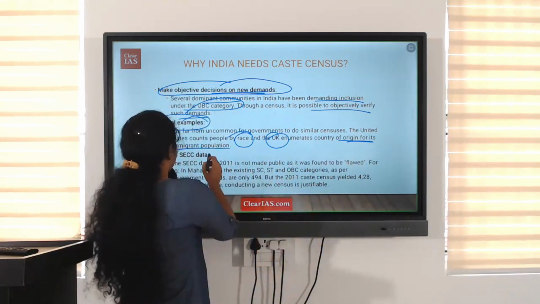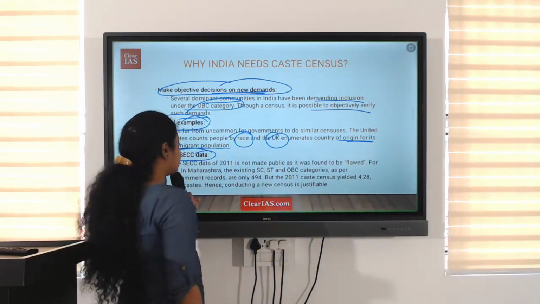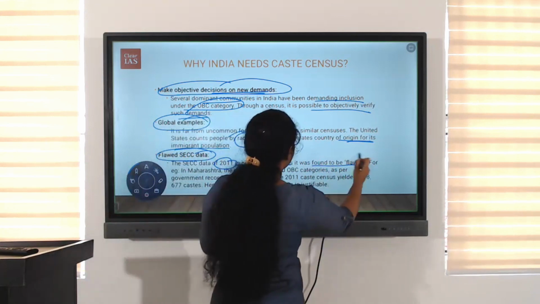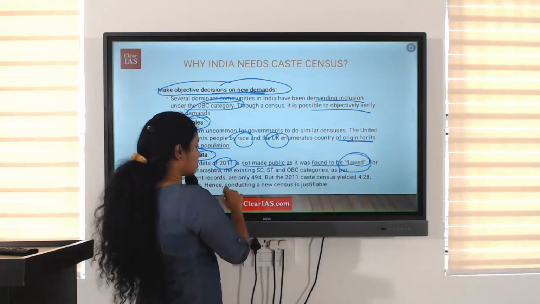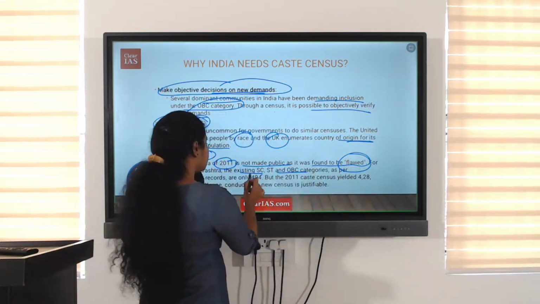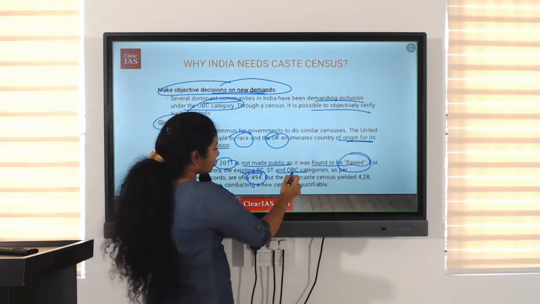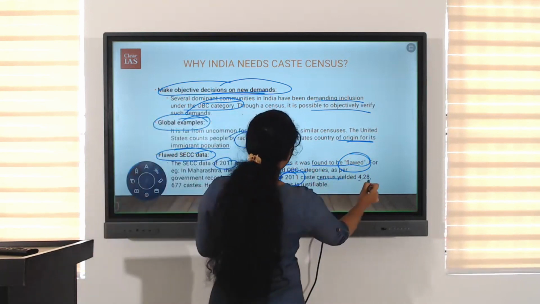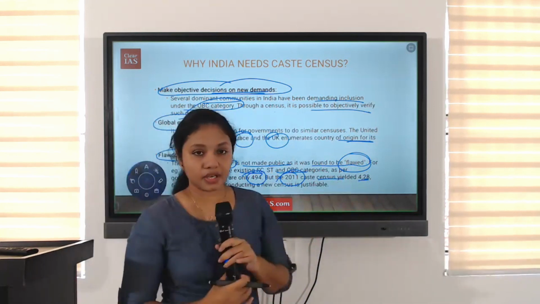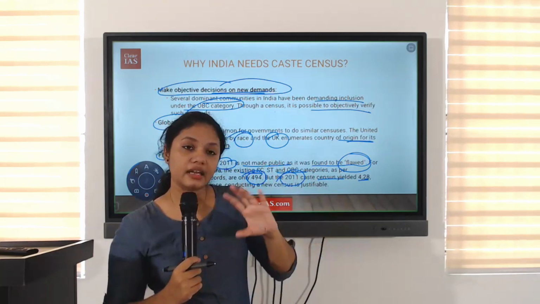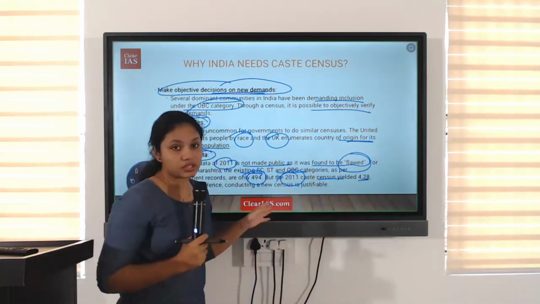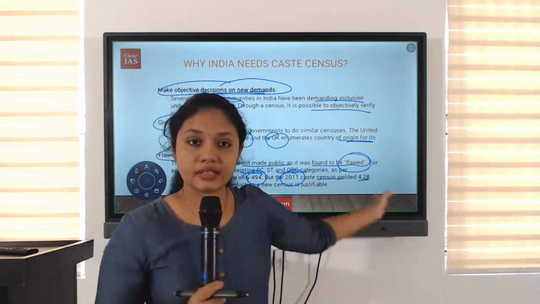Okay. Now, flawed SECC data. The 2011 data is not made public as it was found to be flawed. For example, in Maharashtra, the existing SC, ST and OBC categories in government records number only 494. But the 2011 caste census yielded 4,28,000 castes. Meaning the data is flawed. There are inclusion and exclusion errors. In this case, exclusion errors are high. You can see the discrepancy.